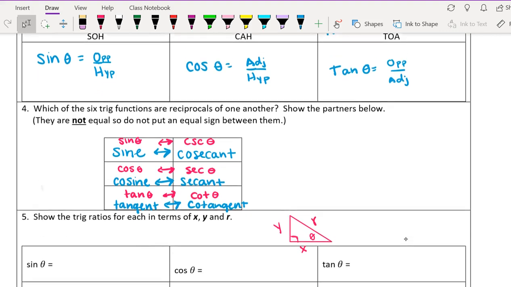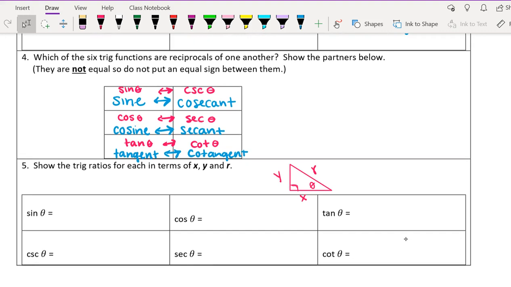So now show the trig ratios for each term in terms of x, y, and r. So if I have sine theta is opposite over hypotenuse, that's y over r. Cosine is x over r. Tangent is y over x.